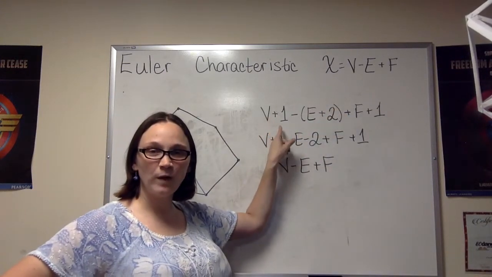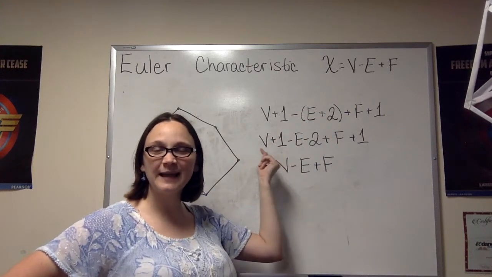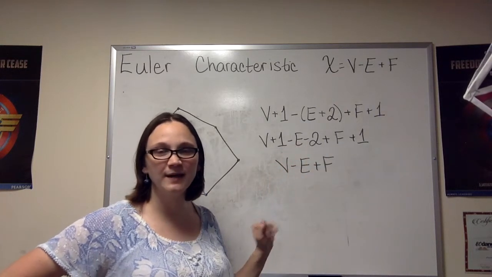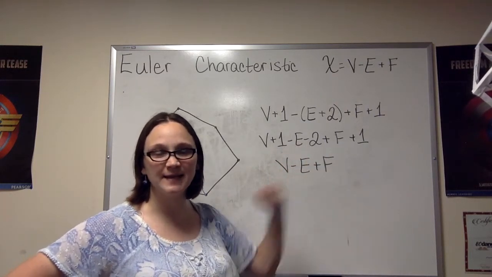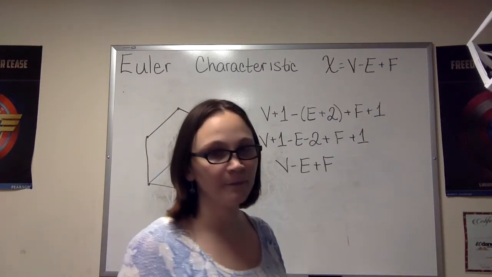So as I add in 1 vertex, 2 edges, and 1 face, I'll distribute my negative sign. That gives me v plus 1 minus e minus 2 plus f plus 1, which is vertices minus edges plus faces. So this doesn't change the Euler characteristic at all either.